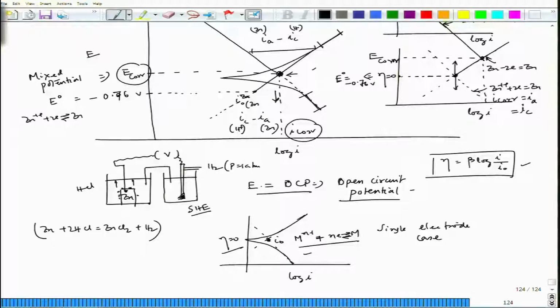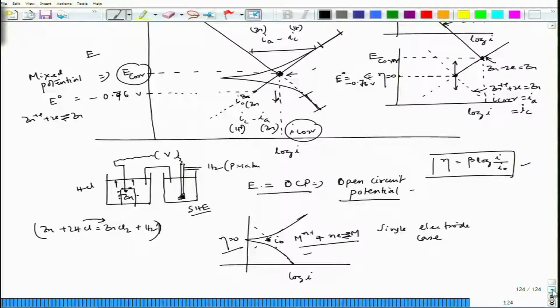But if it is an open system, if we do not change the temperature, then hydrogen will keep on going out and this reaction will go forward. So, the zinc will keep on corroding. That time it will not be an equilibrium situation, it will be a non-equilibrium spontaneous situation since hydrogen is going out.